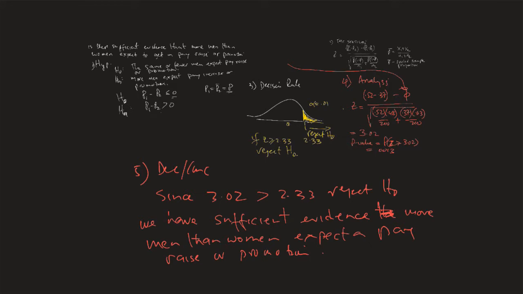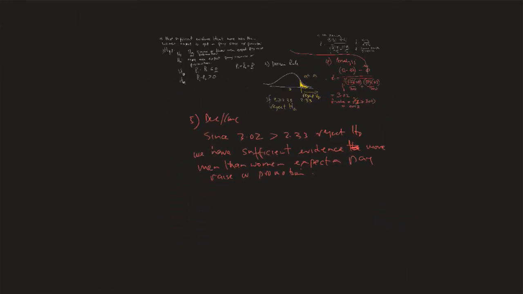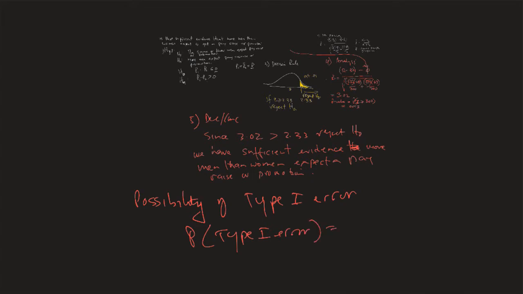Possibility of type 1 error. And of course, the probability of type 1 error is the p-value, 0.0013. And that brings us to the end of that problem.